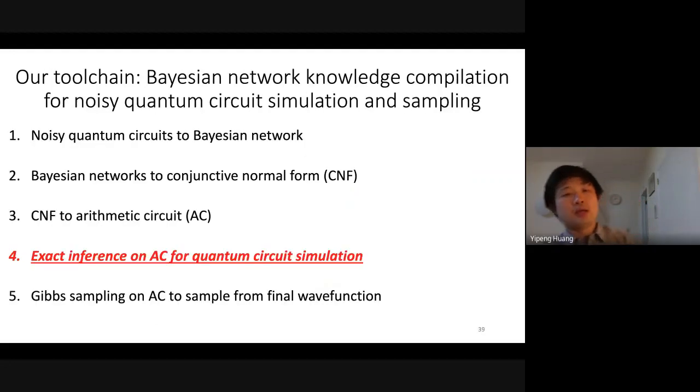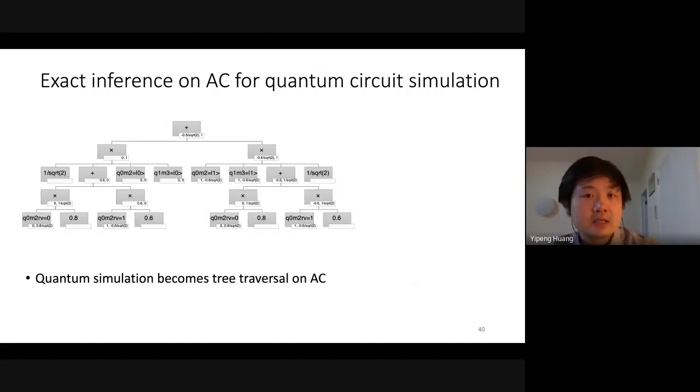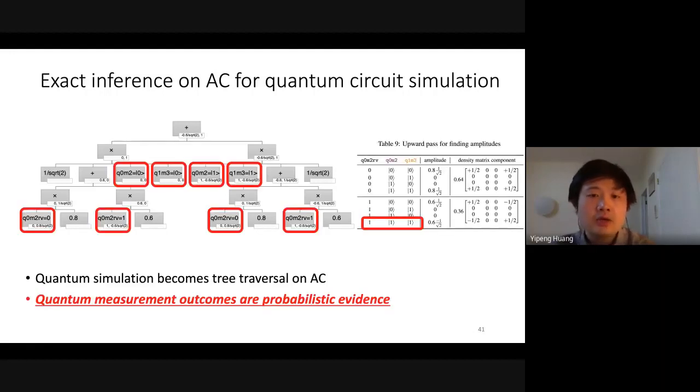Okay. And with this compilation approach, we can now do the task of simulating the circuits with this representation. Here I have that Bell state preparation quantum circuit that we had before. We've done the compilation and turned it into an arithmetic circuit shown here. And now in order to do quantum circuit simulation, all we have to do is traverse this tree. And the way that you do this traversal is like this.